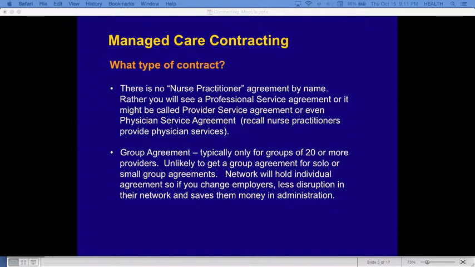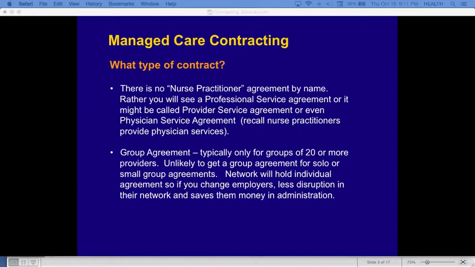I'm a nurse practitioner. Remember, nurse practitioners who provide physician services is what's reimbursable. So technically you are a physician service agreement provider, because you as a nurse practitioner providing nursing services isn't a covered benefit. You providing physician services is a covered benefit. That falls to the physician service agreement. Those are the three names of the contract you're looking for.